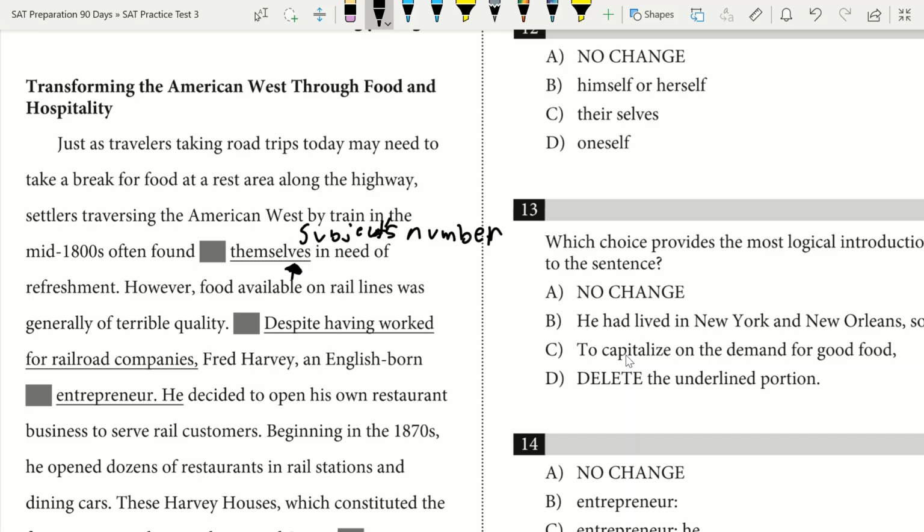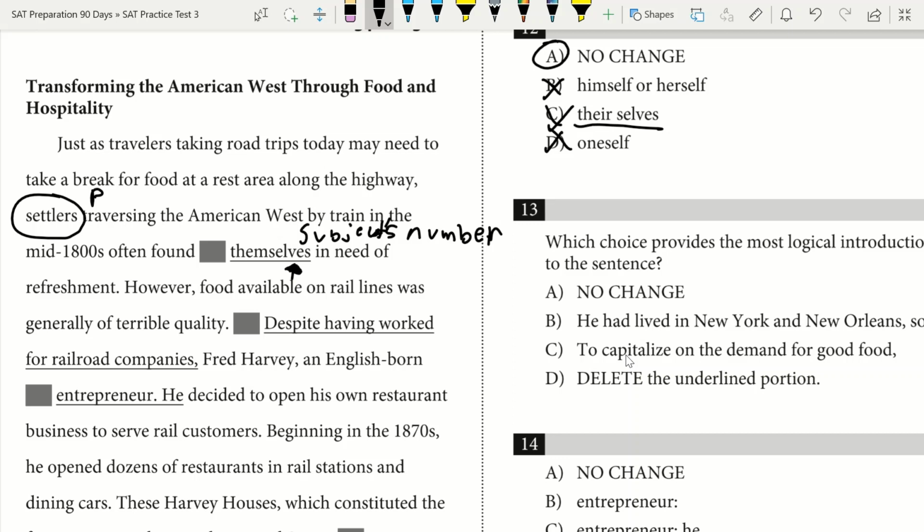In this case, that's what it is. So "themselves" is referring to our settlers here. We would not say "him or herself" because settlers is plural, so we need to maintain plural, and we're not going to say "oneself." And we wouldn't say "their selves" because the correct way to say it is "themselves," right? That's the grammatically correct way. We would refer to settlers as themselves. Okay, so we have "themselves in need of refreshment."